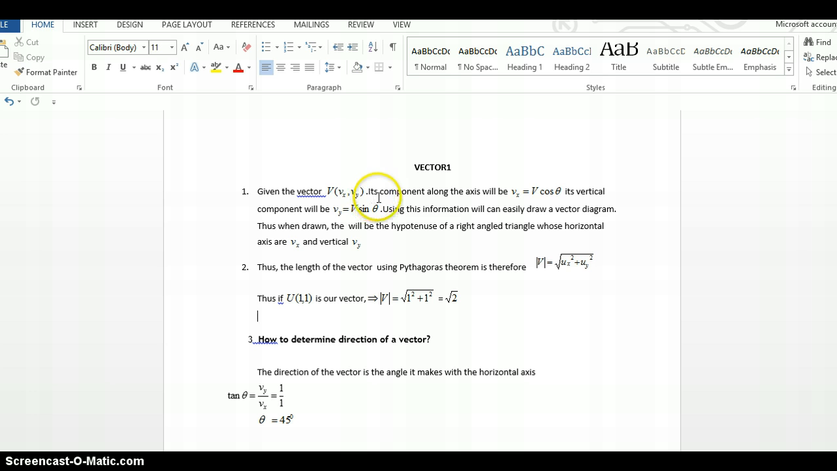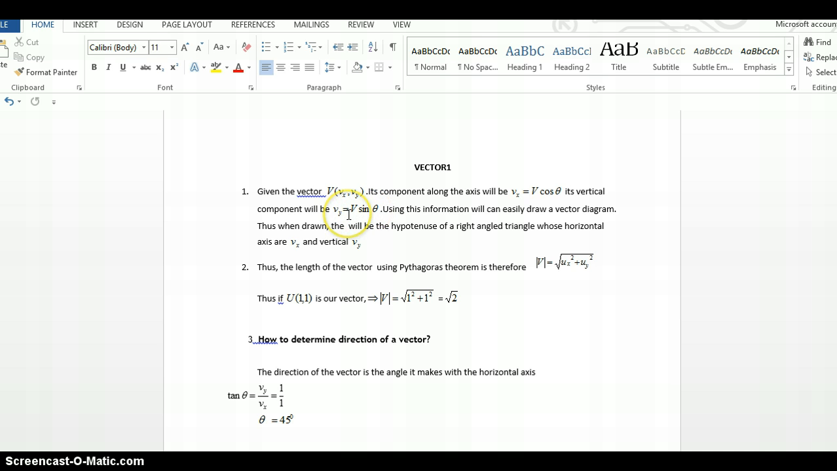So, how can we draw this vector? To draw this vector, the component along the x-axis will be v cos theta, and the component of this vector along the y-axis is v sin theta.